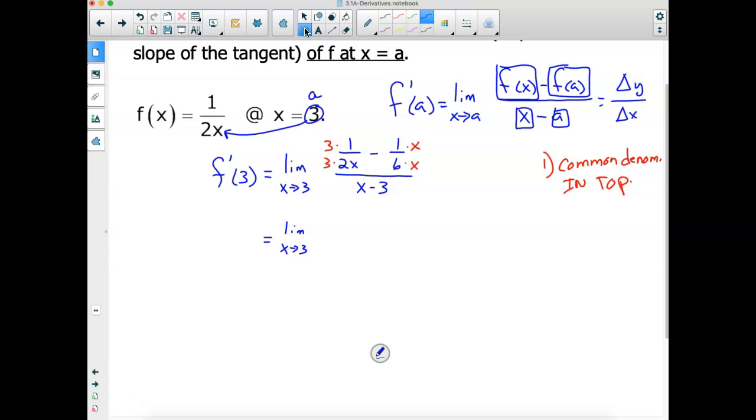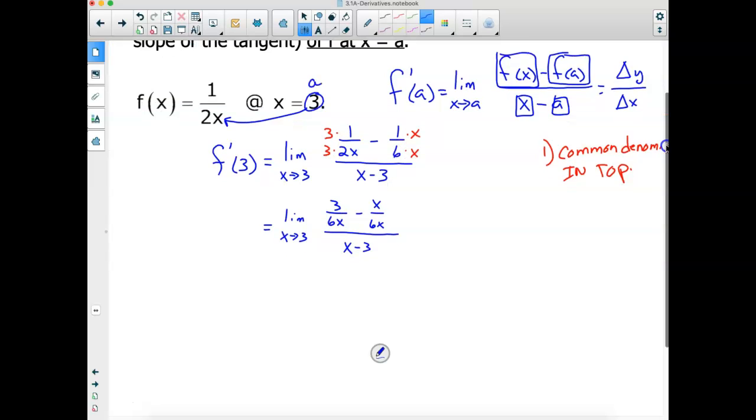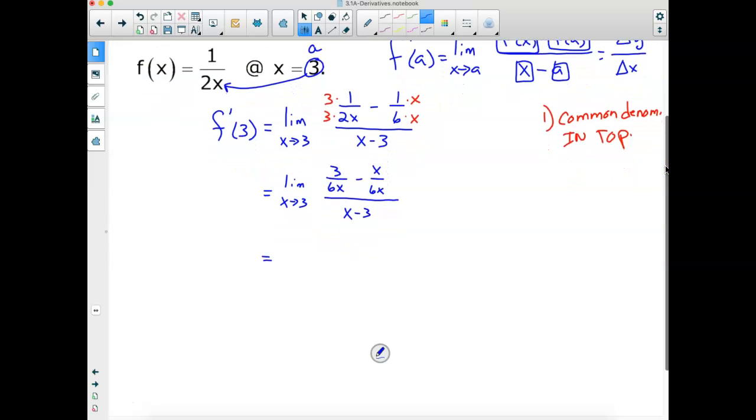Now, the top, I'm going to get 3 over 6x minus x over 6x. That is over x minus 3. Well, what I'm trying to do is get that numerator into one fraction, okay? I want it into one fraction. Well, I have common denominators, so most likely you would have jumped across the step I just did, and you're going to jump right down to the limit as x approaches 3, and we're going to say 3 minus x over 6x over x minus 3. And it's a really ugly looking complex fraction.